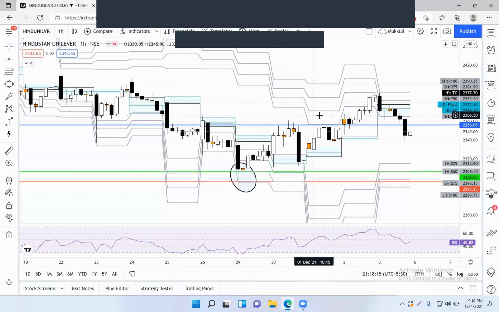and it would just reverse down. So it's better to book at R25 or R50, whichever is giving you a good RR.